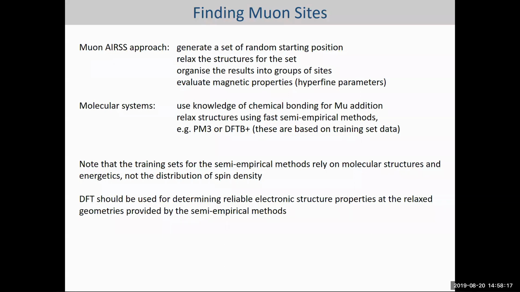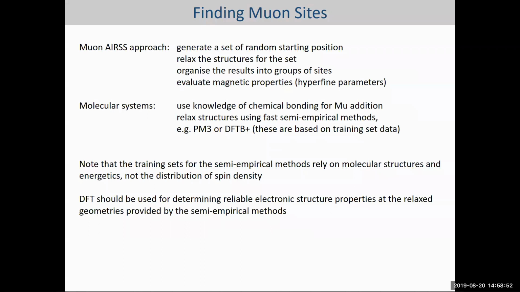Now, for molecular systems, it's very helpful that we can use the knowledge of chemical bonding to give a head start for muonium addition sites. And this allows us to get relaxed structures, and we can use relatively fast semi-empirical methods, which are based on training sets for large quantities of molecular compounds. So, for example, the DFTB plus method that Leandro mentioned yesterday, but there's also a semi-empirical Hartree-Fock method, PM3, which works quite well for these systems.